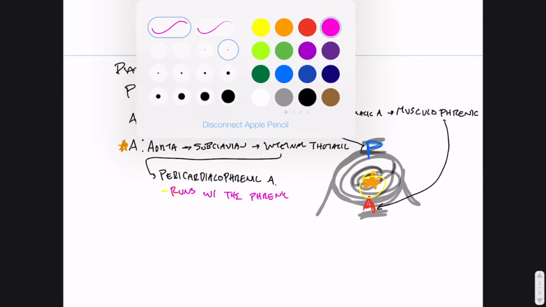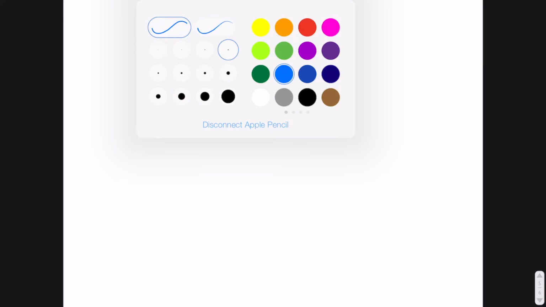Okay, so now we can talk about the venous drainage system. And similar to how we had a posterior and anterior arterial supply, we're going to have a posterior and anterior venous drainage system. And we're going to focus on the posterior drainage first. So the posterior drainage of the thorax uses what's called the azygous system.